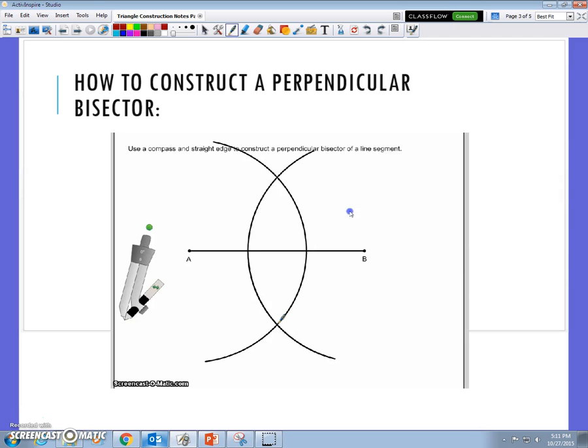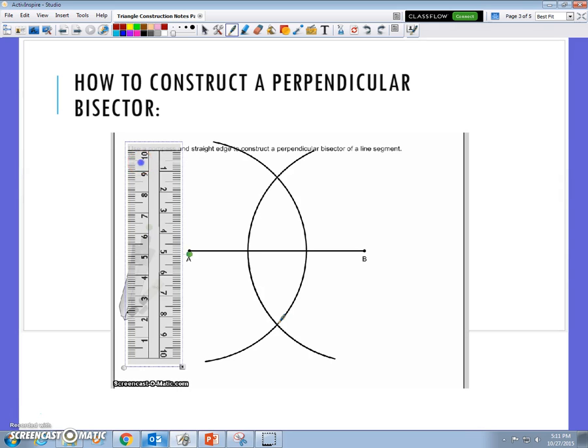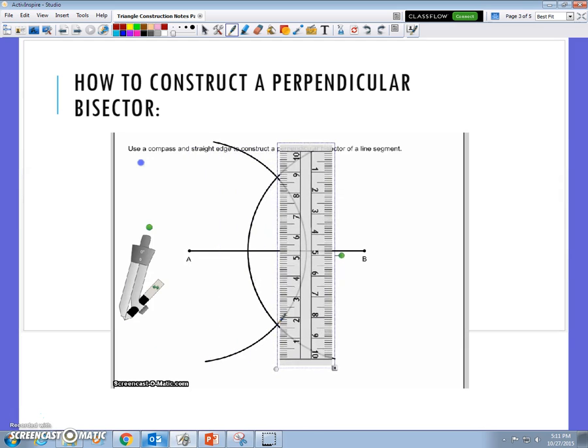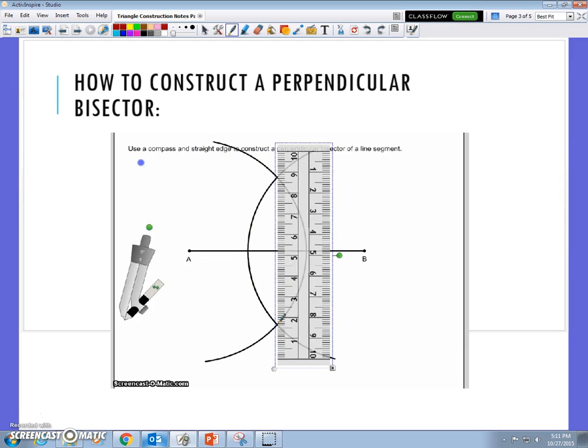So this guy's getting all fancy and grabbing his ruler, but honestly, we don't really need to watch much more of this. He's going to put a straight edge on there and just connect the points. And that's really it. You're just going to open your compass more than halfway, make your arc on each side, and connect the intersection of the arcs.